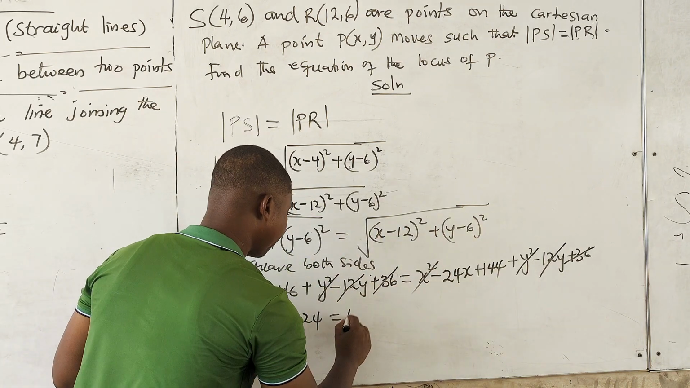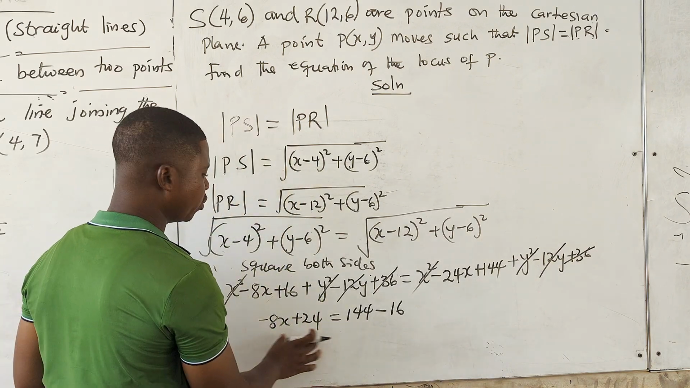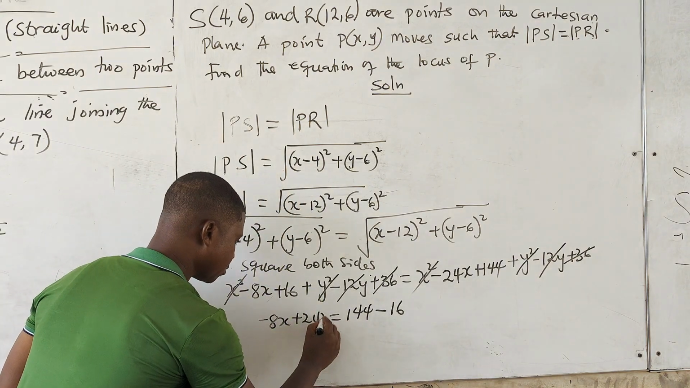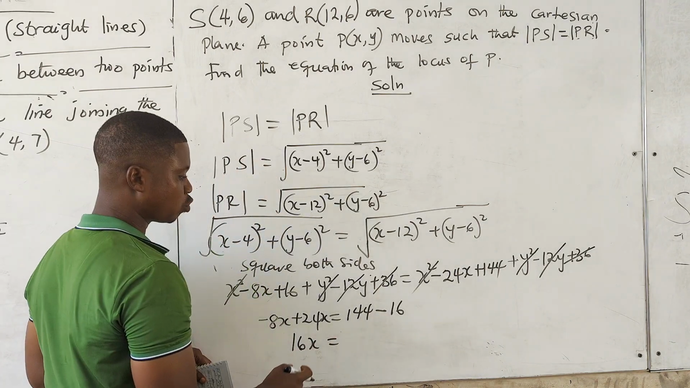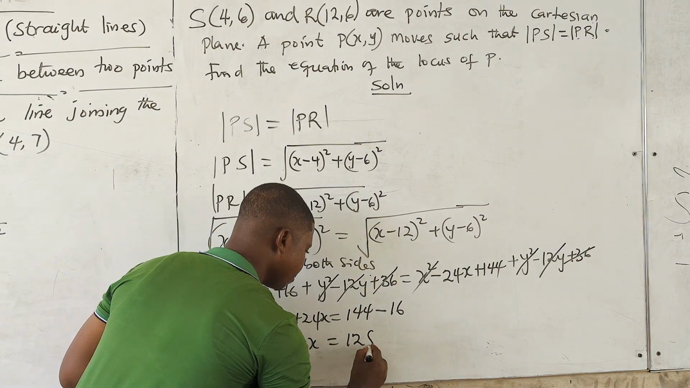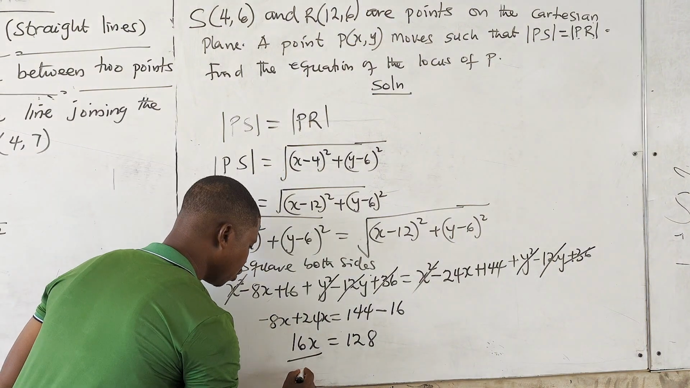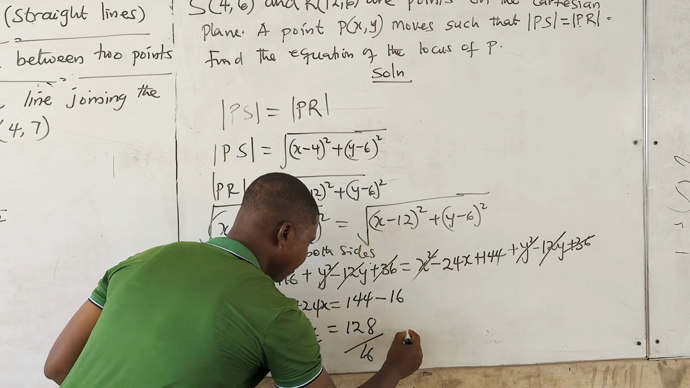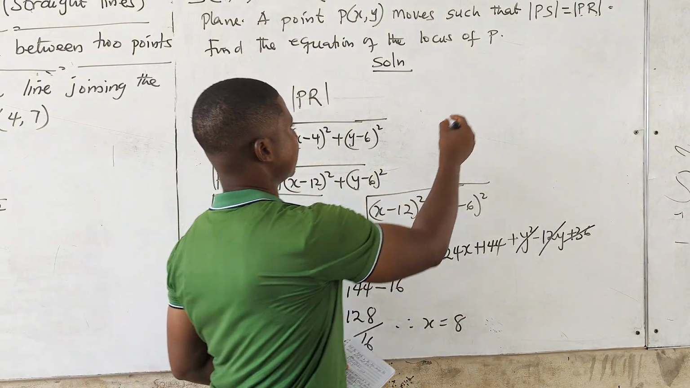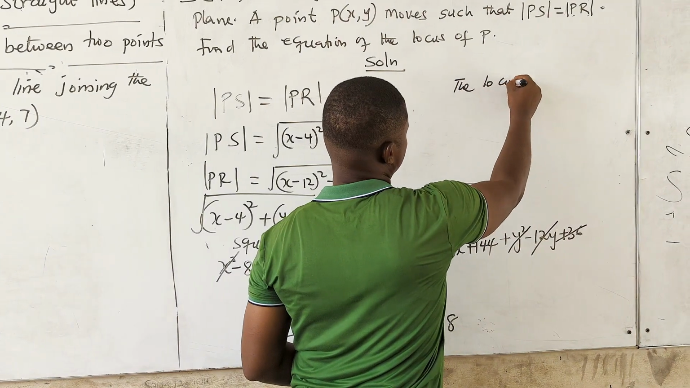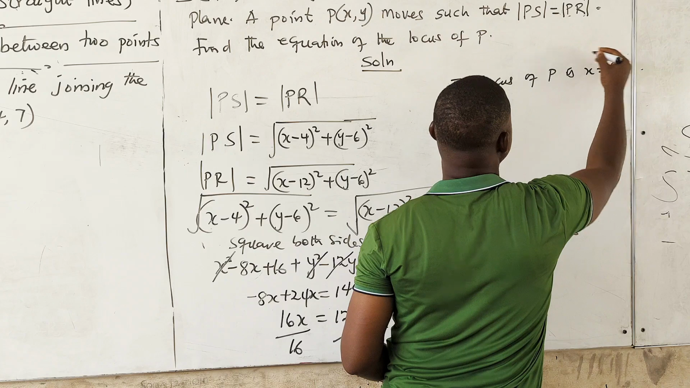Also, join this 144 minus 16, and this one you are going to get 128. With the x terms, we get 16x is equal to 128. We want x, so we divide both sides by 16. Therefore, our x will give us 8. Our x is 8. So the locus of P is x is equal to 8.